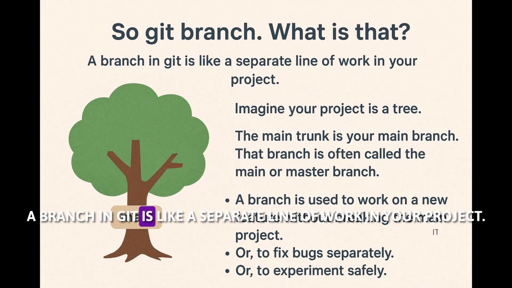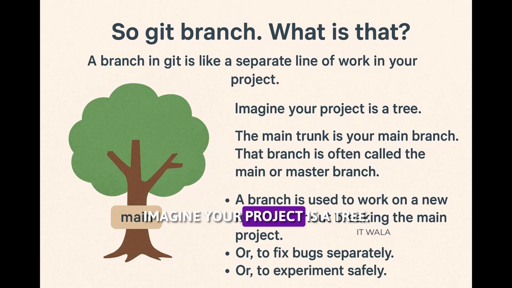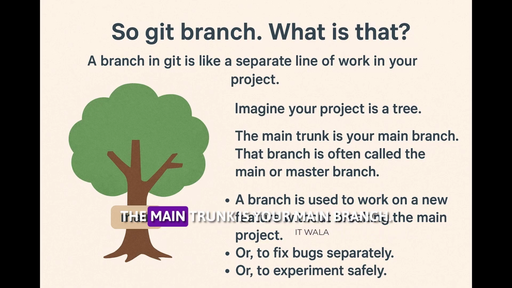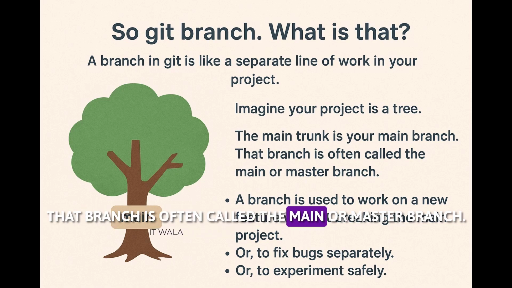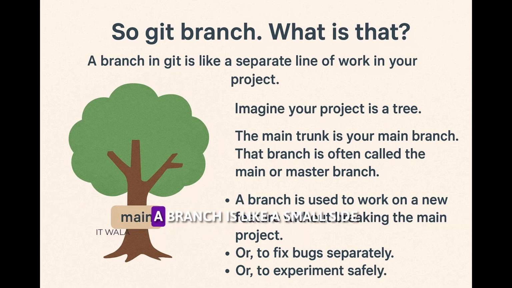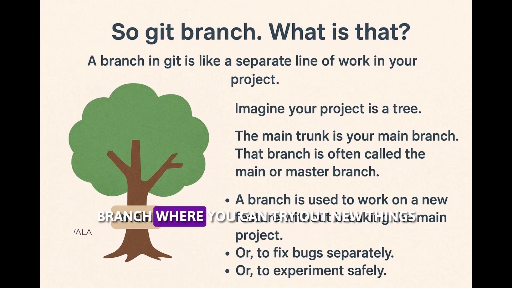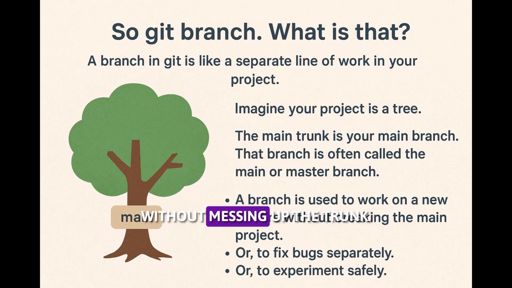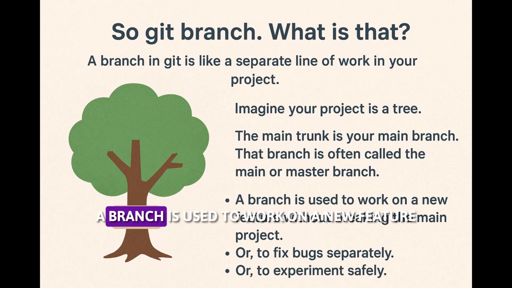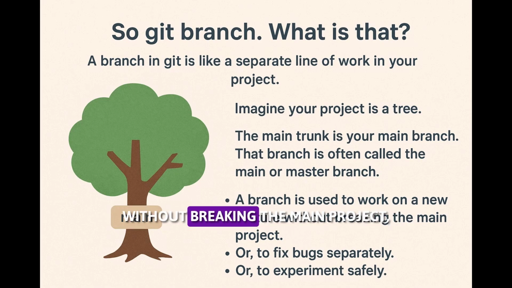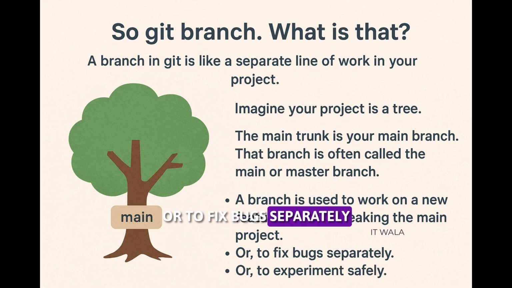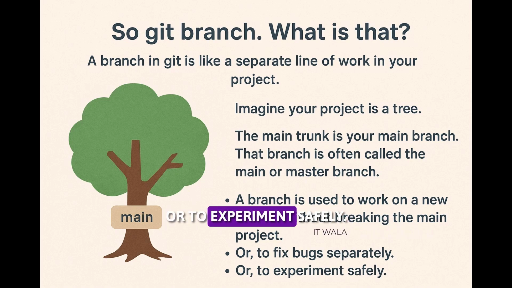A branch in Git is like a separate line of work in your project. Imagine your project is a tree. The main trunk is your main branch. That branch is often called the main or master branch. A branch is like a small side branch where you can try out new things without messing up the trunk. A branch is used to work on a new feature without breaking the main project. Or, to fix bugs separately. Or, to experiment safely.